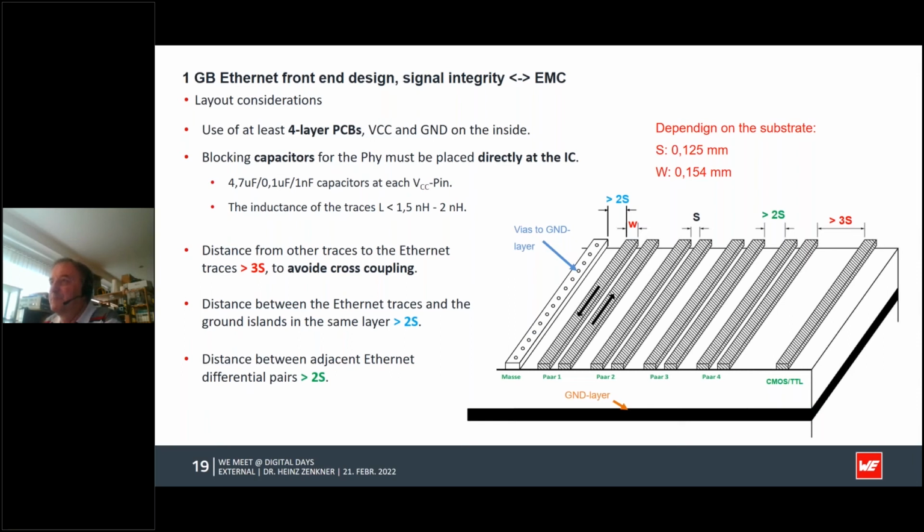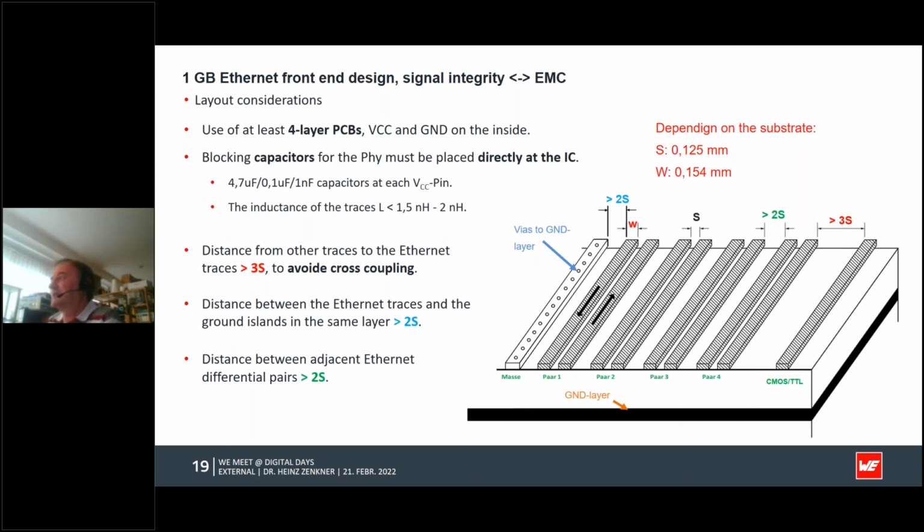The blocking capacitors of the PHY should be placed very close to the VCC pins. The inductance of the traces from the capacitors to the controller should be lower than 1.5 to 2 nanohenry. That's the rule of thumb, meaning 3 millimeters, maximum 4 millimeters, not more than this away.